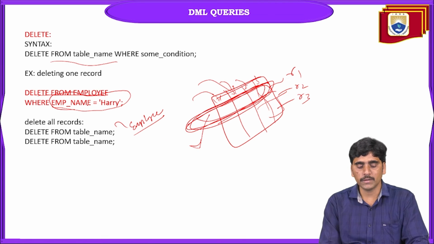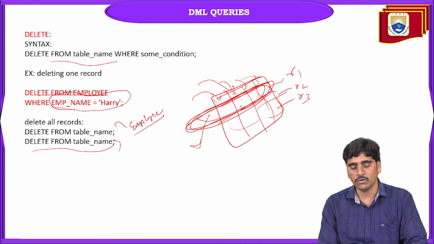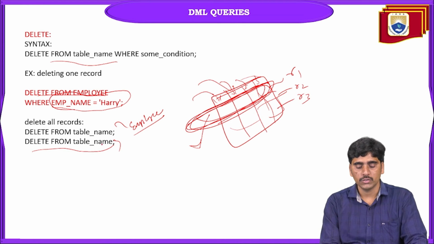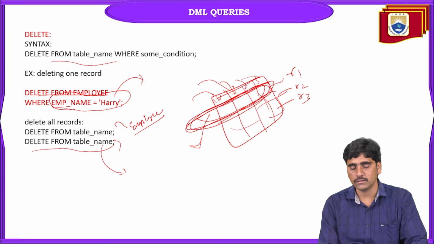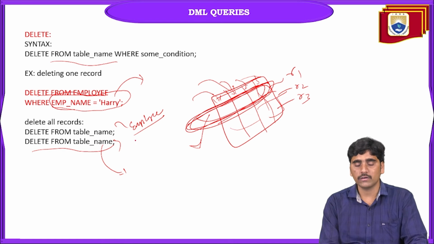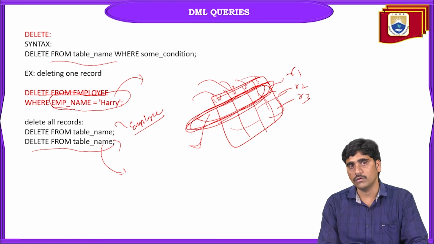So for this purpose you use the where clause. For deleting all the records, you don't mention any where clause. You simply write delete from table name. This is without the where clause, and this is with the where clause. With the where clause you can specify the record which you want to delete. But without the where clause, you are going to delete all the records from the table.